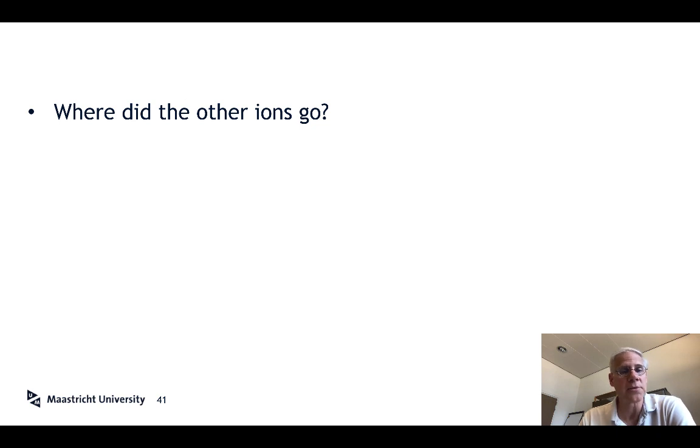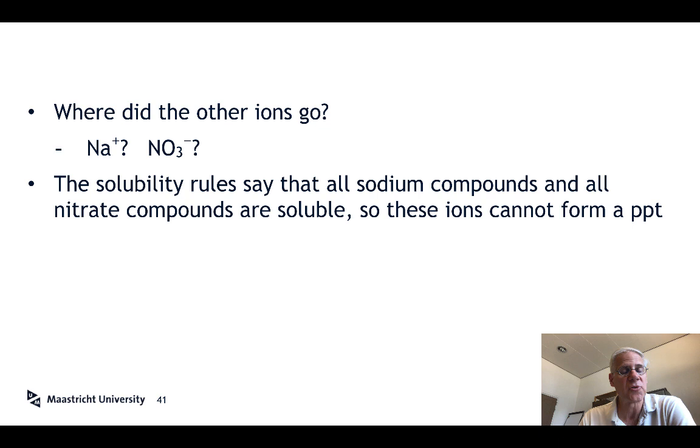Now, where did the other ions go? The sodium and the nitrate. They're still in the solution. The solubility rule said that sodium compounds or nitrate compounds are all soluble. So what that means is if I put those into solution, they're going to dissolve. What that also means is that those ions cannot come together with anything and form precipitate. So they remain in solution, and we call them spectator ions. In other words, what they do is they sit around and watch the reaction happen.